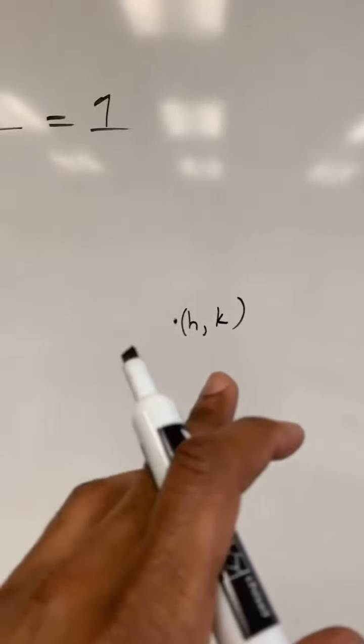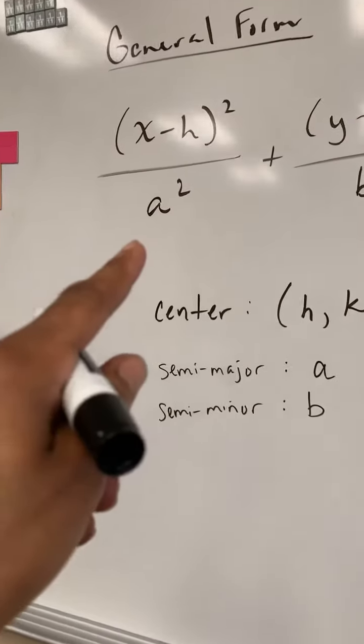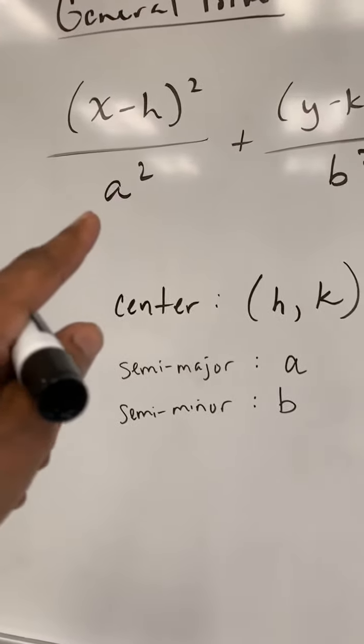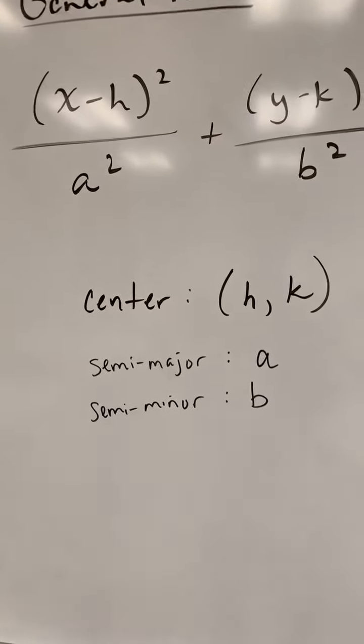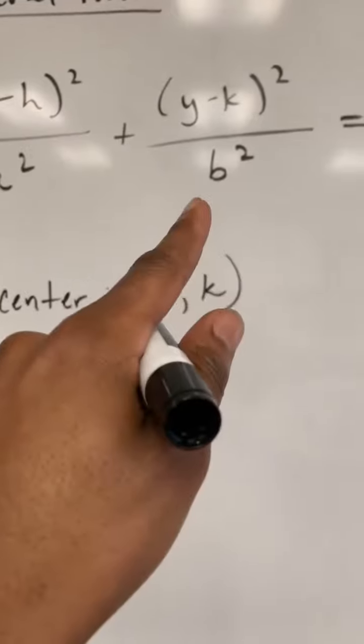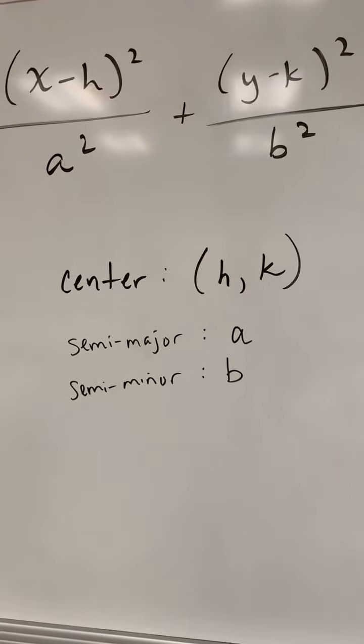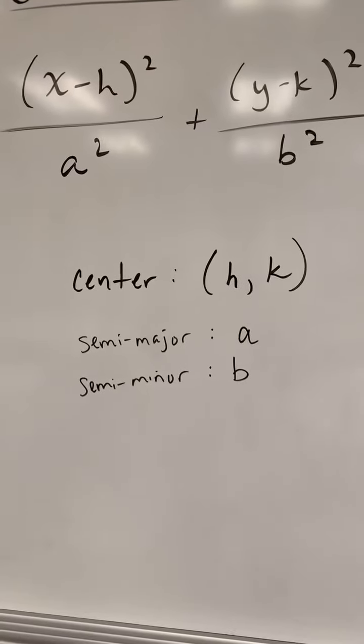All right. Now, you look at these denominators. A represents your semi-major axis. That's half the length of your longest axis. All right. B represents your semi-minor axis. That is half the length of your shortest axis.